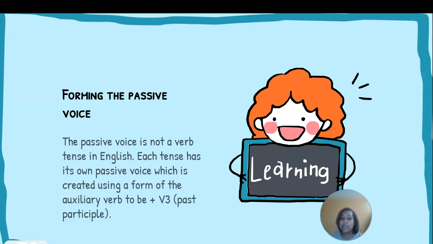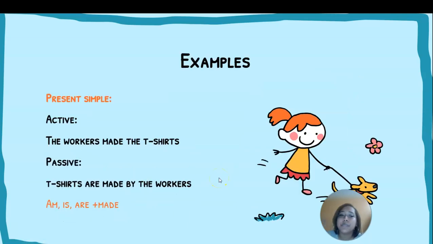As he was explaining, the passive voice is not a verb tense in English, and each tense has its own passive voice, which is created using a form of the auxiliary verb to be and the past participle. So let's take a look into those verbal tenses. First, we have the present simple: the verb to be and then the verb in past participle, right?